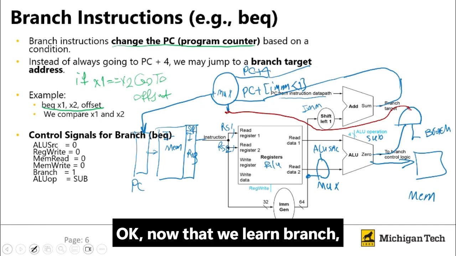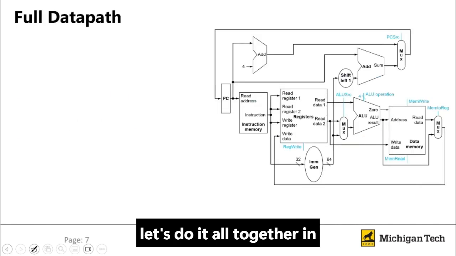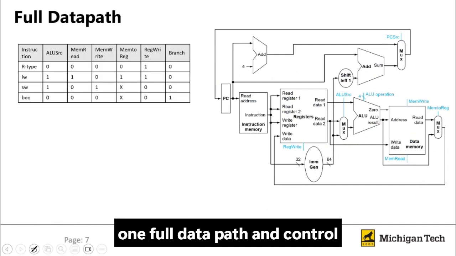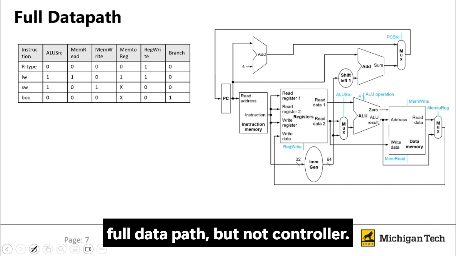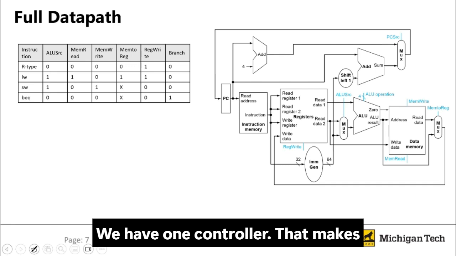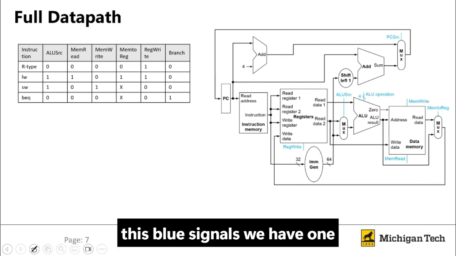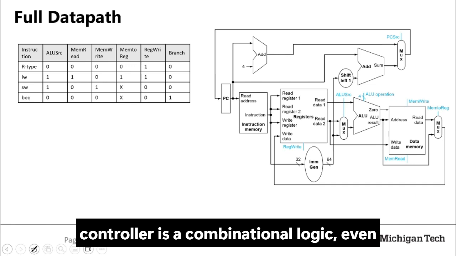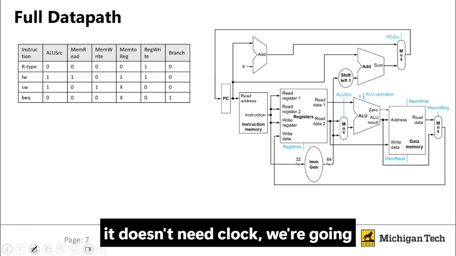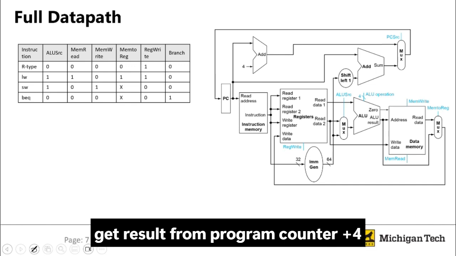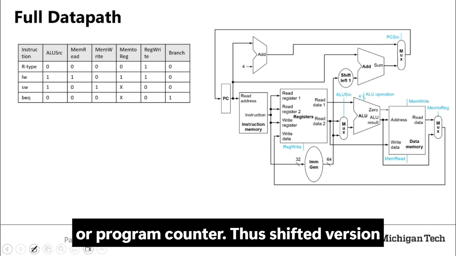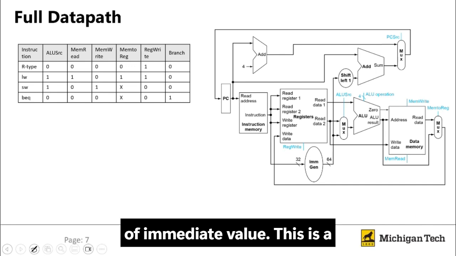Okay, now that we've learned branch, let's put it all together in one full data path and make the controller. That's a full data path, but not the controller. We have one controller that makes these blue signals. It is combinational logic, so it doesn't need a clock. As you can see, all of those parts are connected nicely. The program counter gets its result from program counter plus 4 or program counter plus the shifted version of the immediate value. That is the place that we want to jump.